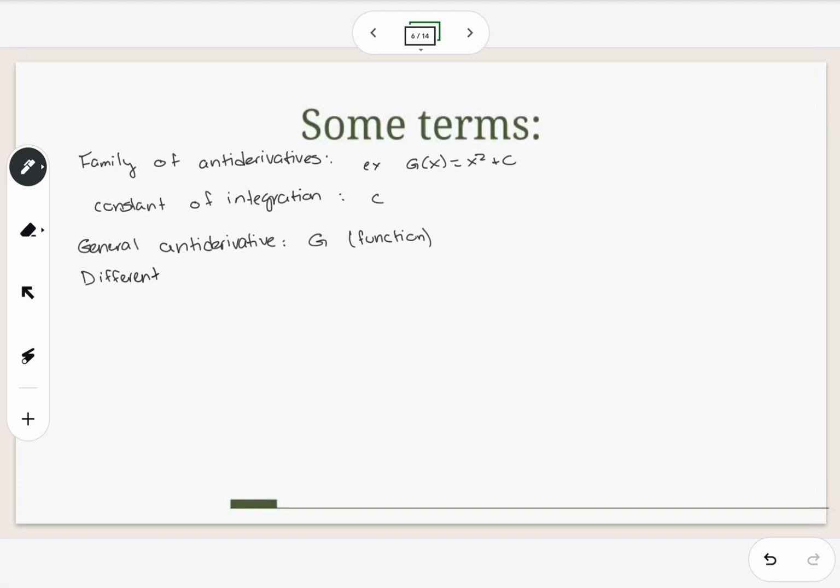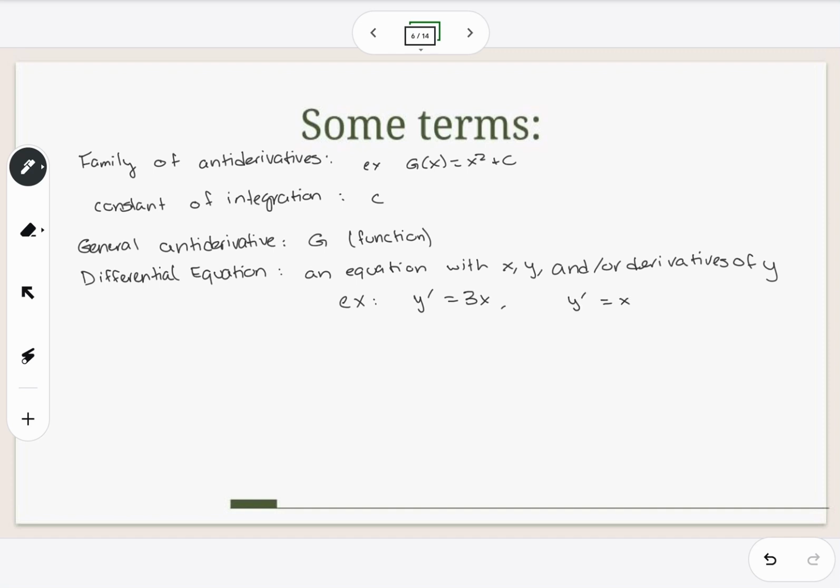And then differential equation. This was something that popped up as one of the terms in our objectives for today. It is an equation with x, y, and or derivatives of y. So for example, I could have y prime equals 3x, or I could have y prime equals x squared plus 1. Those are just some examples, right? So you have a derivative in there, you have an x term, you could have also another y term in there. Think back to implicit differentiation, where we had problems that had both x's and y's scattered throughout. So a differential equation is just any equation that has those things in it, okay?